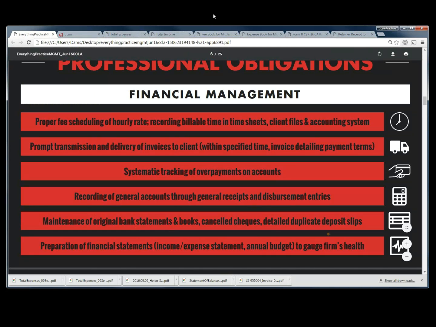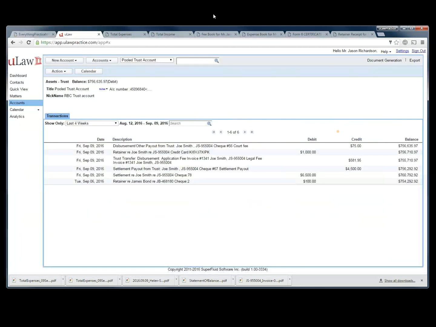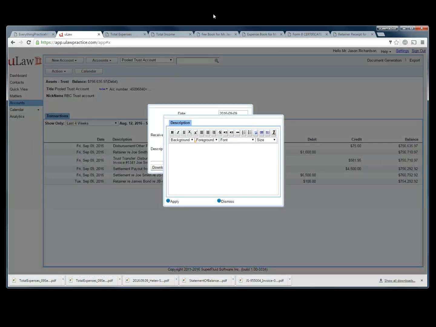Now, let's look at other requirements like detailed duplicate deposit slips. Okay, now deposit slips have a reason why they're constructed a certain way. Let's say this is the cash that you actually deposited. It was received from Joe Smith, and the reason was retainer, right? You can say retainer for matter, whatever, apply and download.